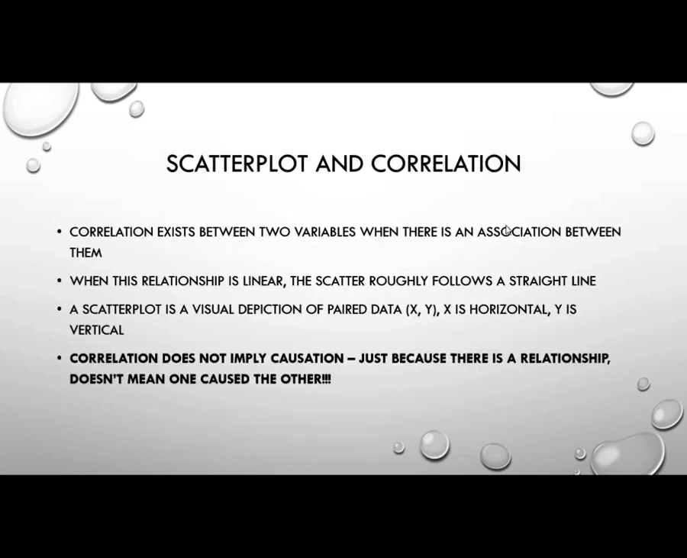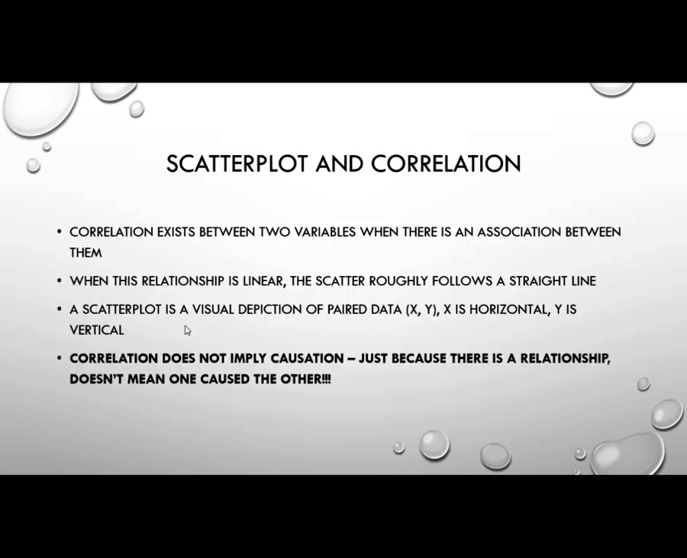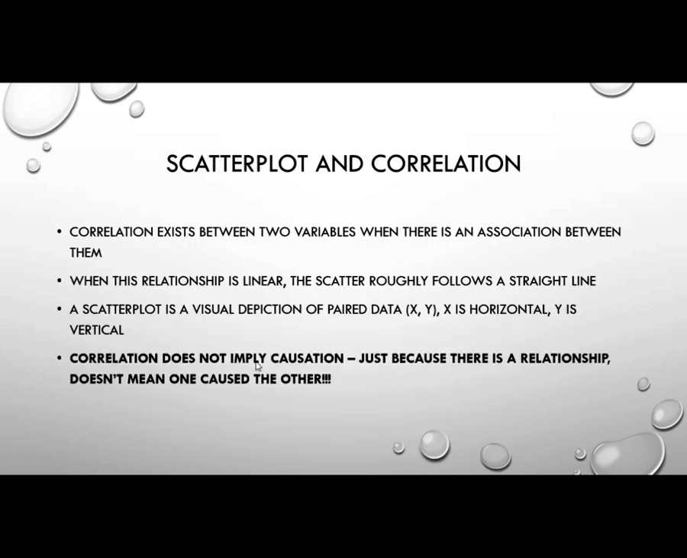So when there's an association between two variables and you have a continuous measure, well, you can have any other kind of measure, but right now we're going to talk about continuous because that's what these data are. If you have two scores for one individual, for a group of individuals, you can make a scatter plot and look at the relationship. When this relationship is linear, the scatter roughly follows a straight line, which this one indeed does, right? I could draw a line pretty easily through the middle of there. It's a visual depiction of paired data, X and Y. X is the horizontal and Y is the vertical.